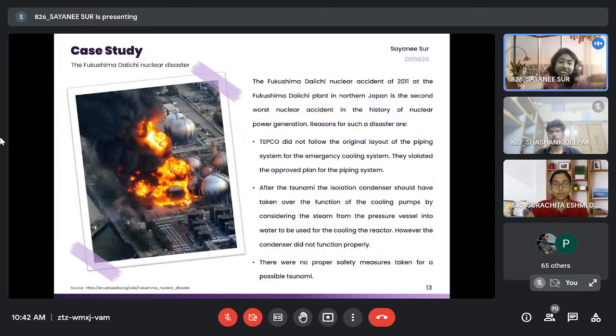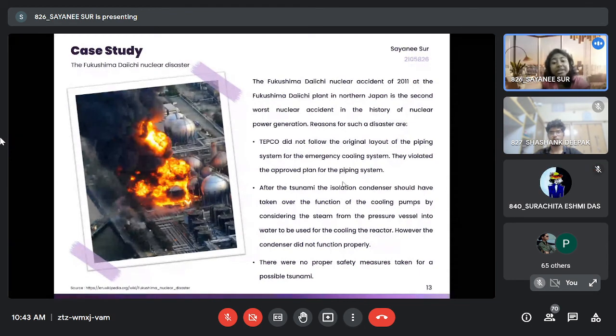Now, to relate radiation pollution with some real-life events, let's discuss the Fukushima Daiichi nuclear accident. The Fukushima Daiichi nuclear accident of 2011 at the Fukushima Daiichi plant in northern Japan is the second worst nuclear accident in the history of nuclear power generation after the Chernobyl disaster. Immediately after the accident in 2011, radiation levels increased in food, water, and ocean near the plant.